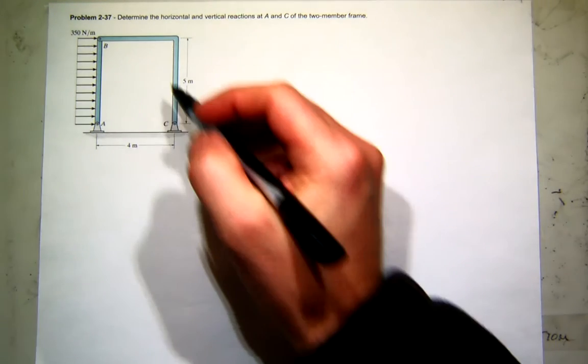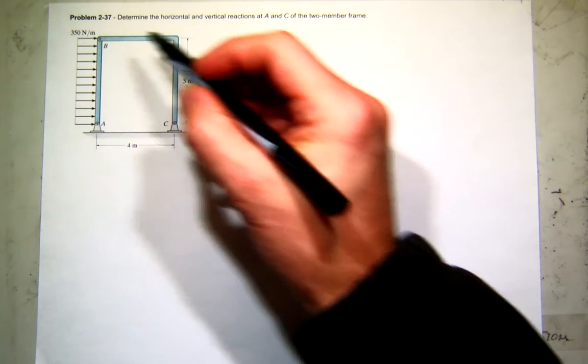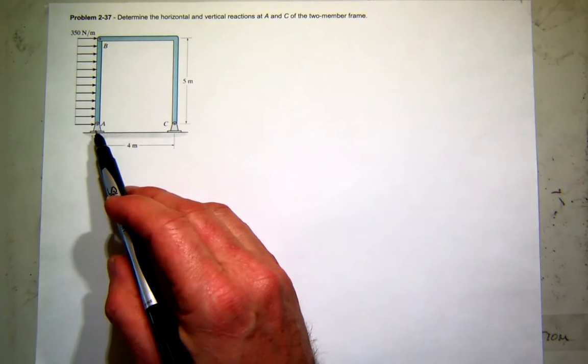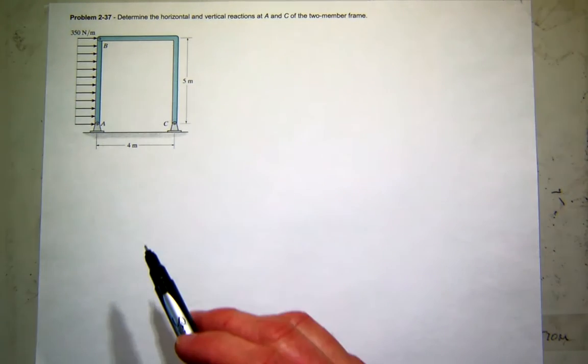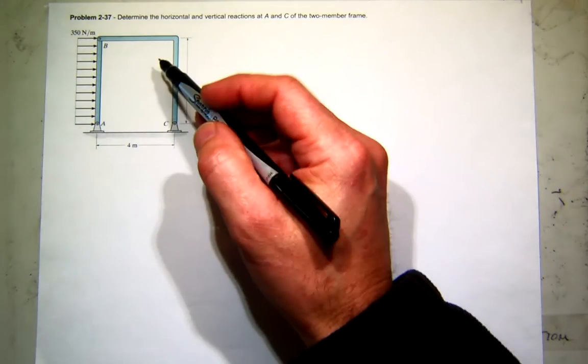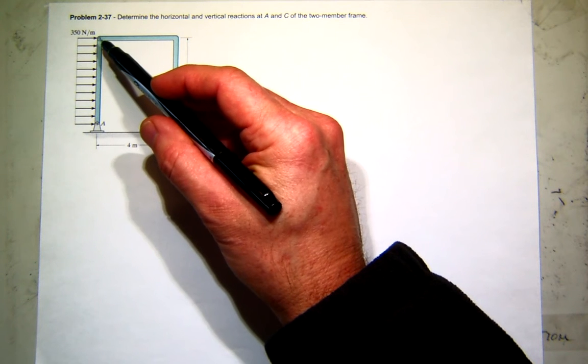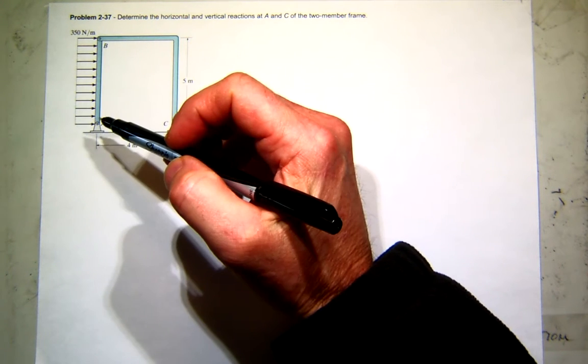Okay, so in this problem, 237 out of the book, again we want to find the horizontal and vertical reactions at A and C. And again, like I mentioned before, it's hard to see, but this B connector is a pin. You can see the symbol there.